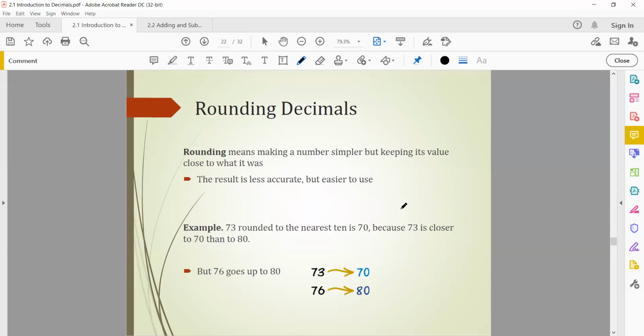Here is just a basic example using whole numbers. Let's say that you had 73 and they wanted you to round to the nearest tens. So they want you to either round down to 70 or round up to 80, and you have to figure out which one is closest to the original number. For 73, you would round down to 70. On the other hand, if you had 76, then 76 is definitely closer to 80 than it is to 70, so in that case you would round up to 80. So you're changing the number, but keeping it as close as possible to what it previously was.